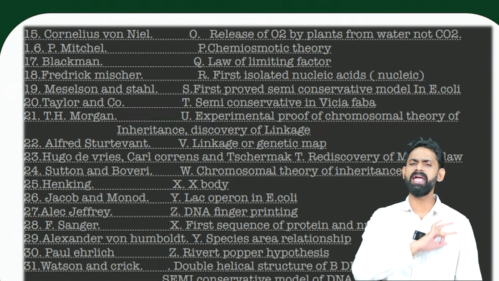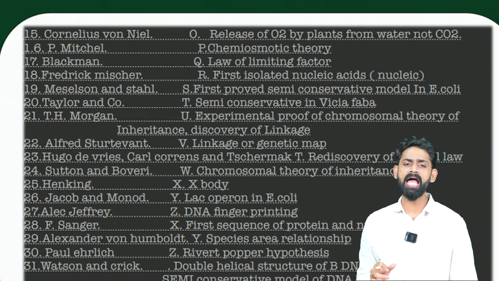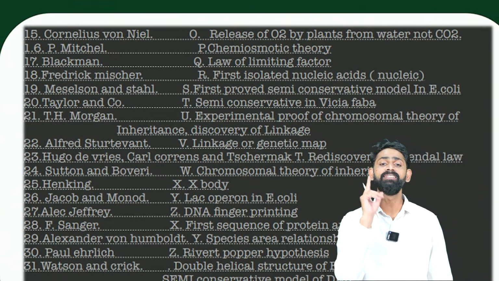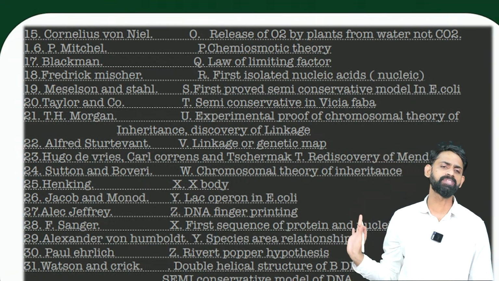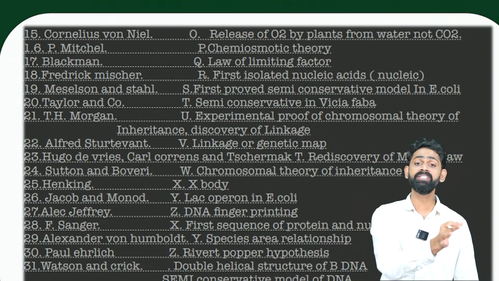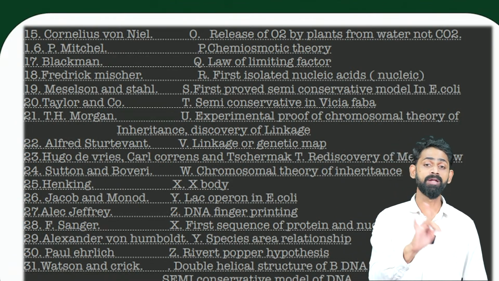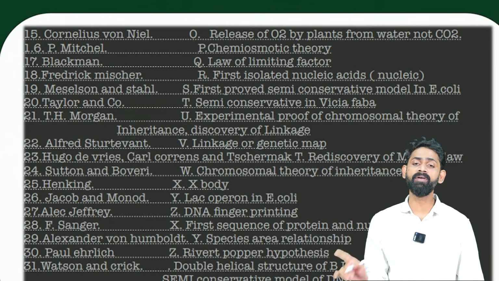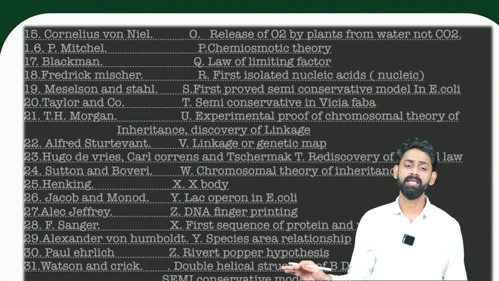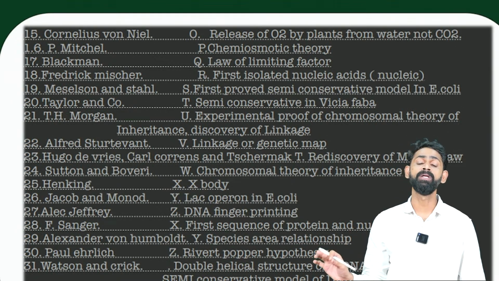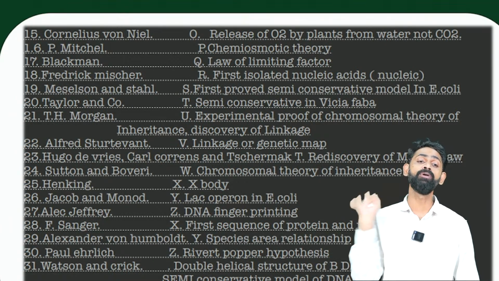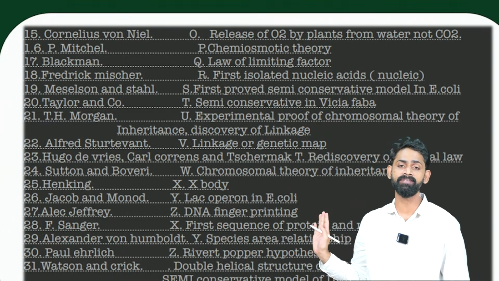Jacob and Monod sir, very important: discovery of the lac operon in E. coli. Alex Jeffreys sir, asked many times, initially developed DNA fingerprinting. Sanger sir, molecular biology: first he sequenced a protein, that is insulin, and he developed the mechanism to sequence both proteins and nucleic acids. A rare breed on earth, Sanger sir.